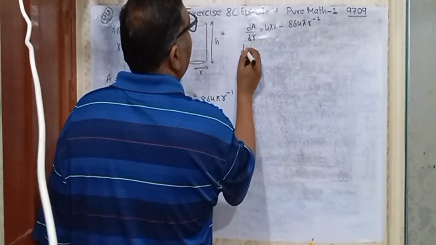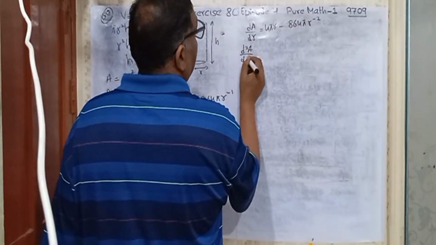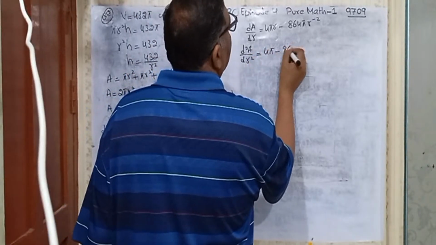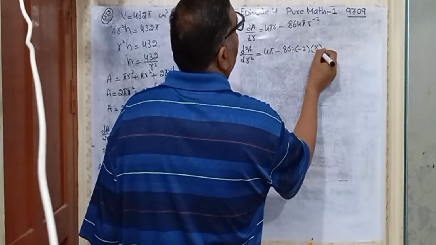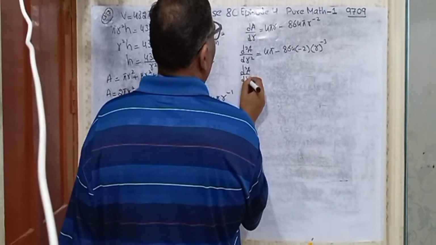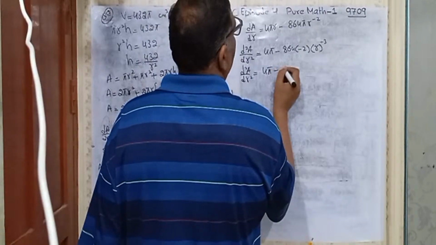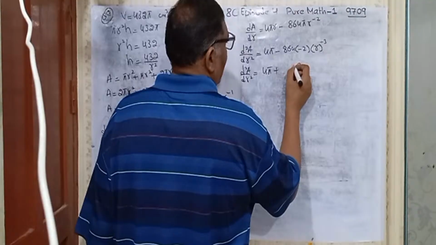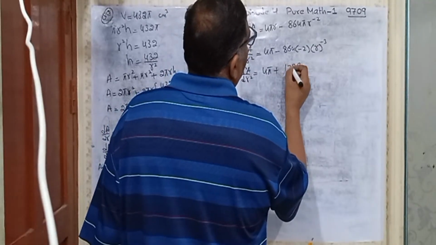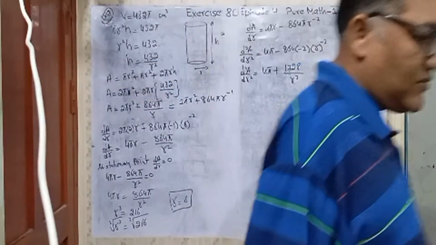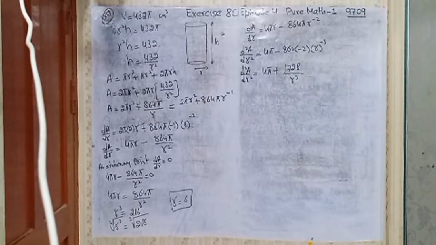So I will find the second derivative. d square A by dr square will be equal to 4 pi minus 864 into minus 2 into r raised to power minus 3. So you will have d square A by dr square equal to 4 pi minus, plus 2, 2 4s are 8, 2 6s are 12, 2 8s are 16, divided by r cube. Okay, so then I will put that value of r here, and then we will see whether the answer is positive or negative.